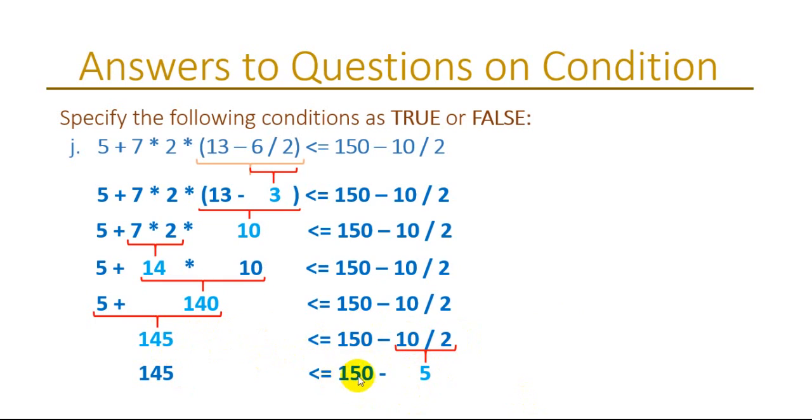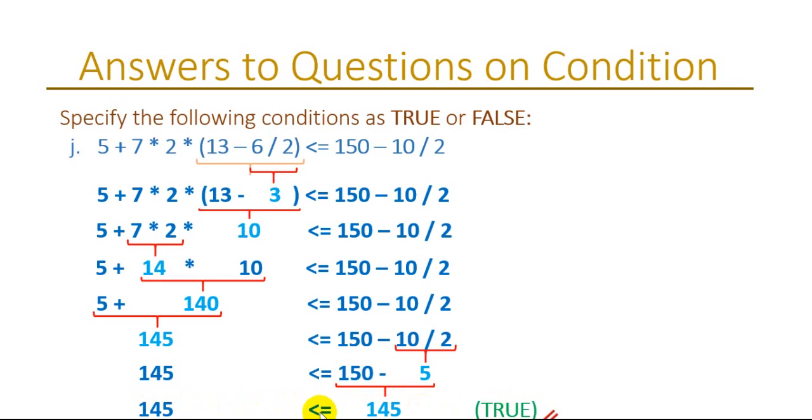Now we have to solve this. When you solve that, this is 150 minus 5, which is 145. Now we have the rest of the condition. So finally we have arrived at 145 less or equal to 145. Now, you know, when you put less or equal to, like I said earlier, if it is less or if it is equal, then it becomes true. So 145 less is not true, but equal it is true. 145 is equal to 145. Therefore, this condition or a comparison is true.